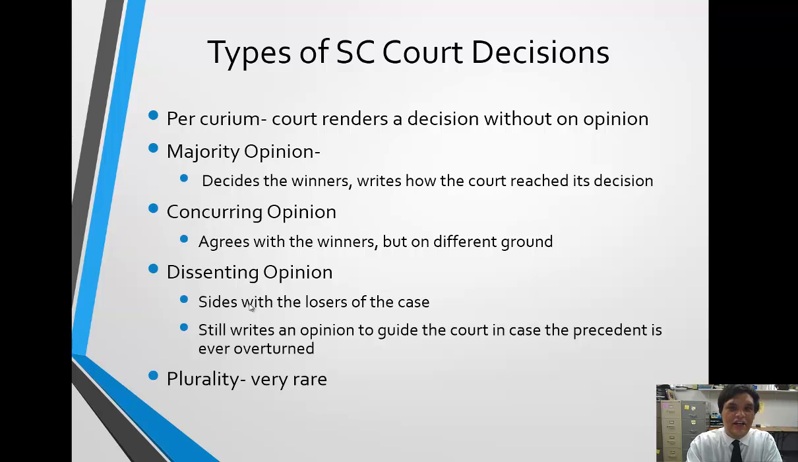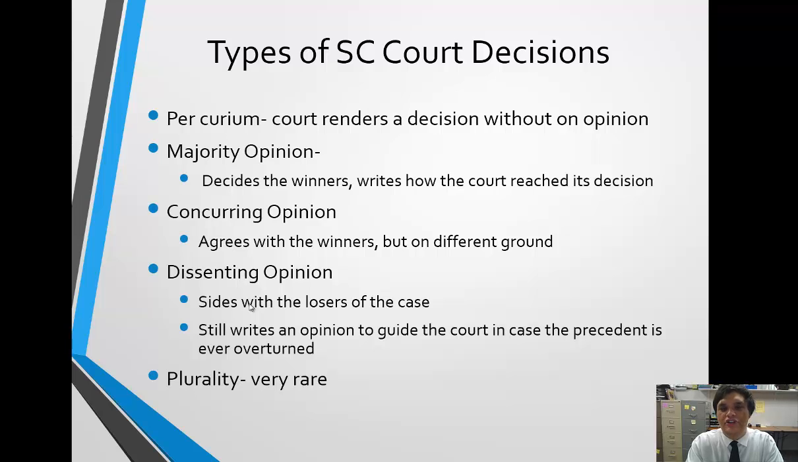However, they still like to write their opinion for the fact that Supreme Court cases could be overturned in the future. Moreover, there may be a different set of circumstances in the future in which the Supreme Court may need to decide the other way. So it still writes an opinion to guide future courts or to guide the court in case the precedent is ever overturned.